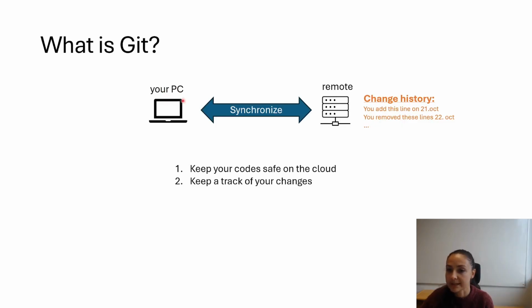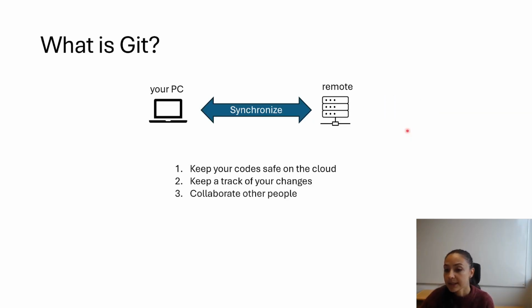Since you are putting your code to the remote, although you can do it on your own PC as well, when you start using Git, Git keeps the history of your changes. For example, you add one line of code on the 21st of October, and then you remove another line of code on the 22nd of October. So you know which lines you put when and which lines you removed when.